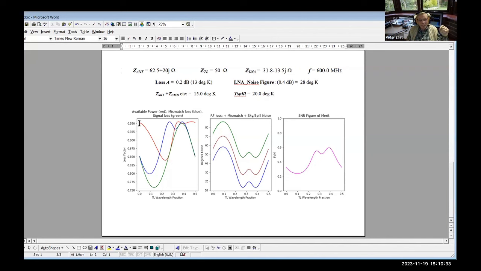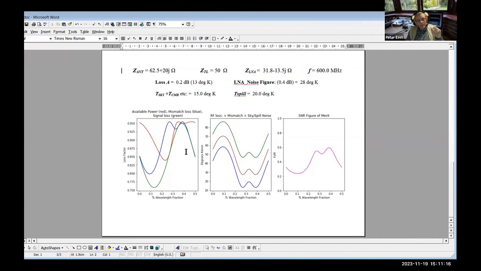Okay? So this is the available loss, the red curve. The green curve is the curve you get from using the return loss of the whole circuit. So this is the figure that people normally put into the radiometry equation. And you can see that there's a loss factor here.